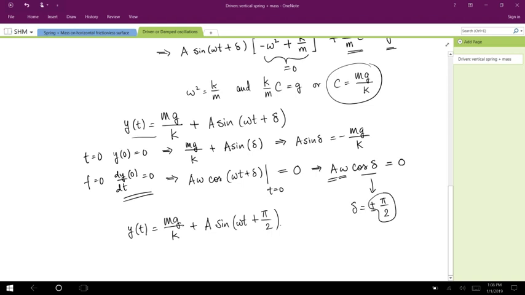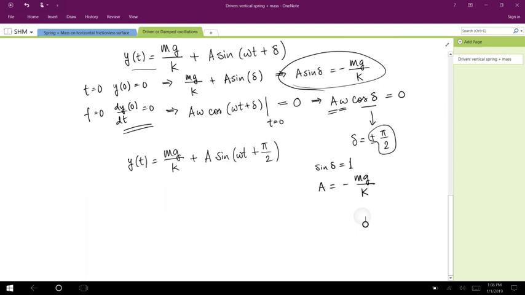Great. In addition, we also have A sine delta is equal to negative mg over k. But what is delta? Delta is pi over 2, and sine of delta is equal to 1. So if I put that in there, then I get A equals negative mg over k. Now I can even plug this into my equation for y. So we get y of t is equal to mg over k minus mg over k sine omega t plus pi over 2.